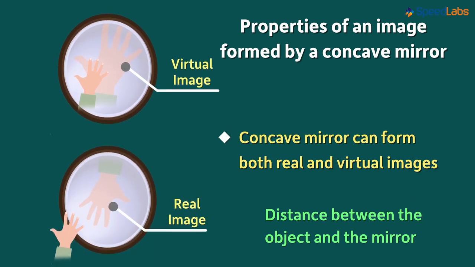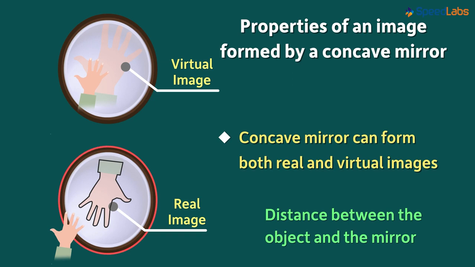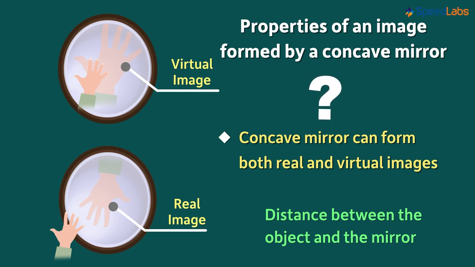Okay, so as I said, the formation of an image depends on the distance between the object and the mirror. In fact, not only this property, every property of the image formed in a concave mirror depends on how far the object is kept from the mirror. First of all, tell me what properties can an image in a concave mirror have?